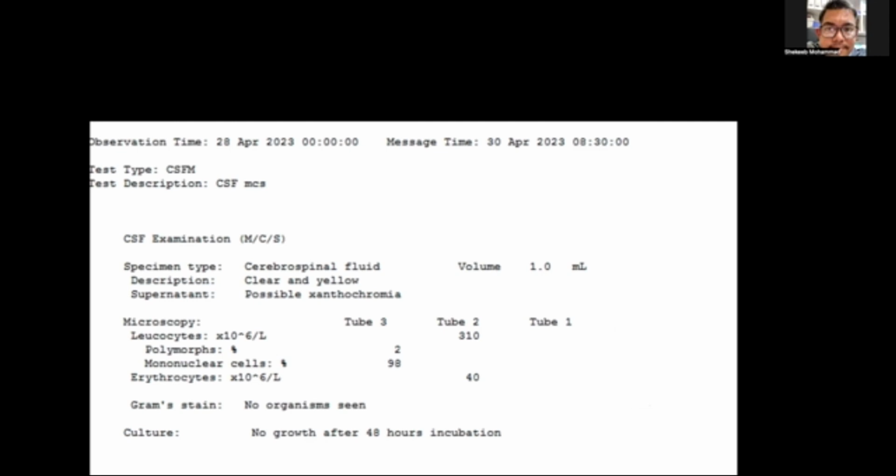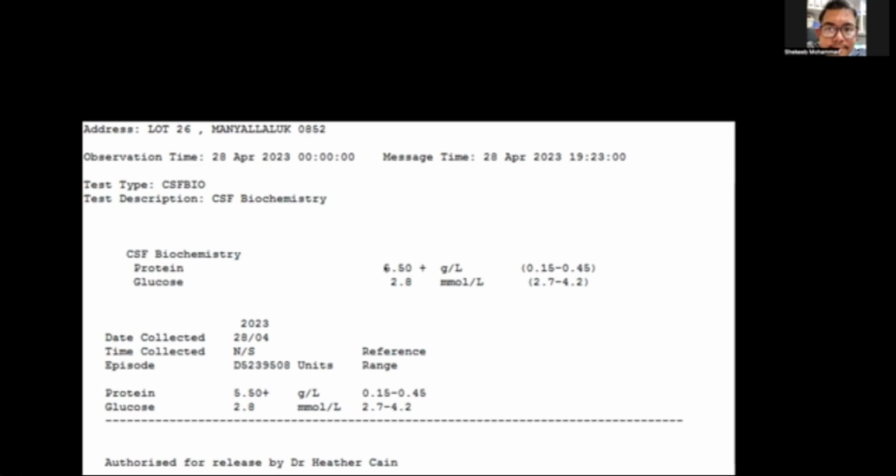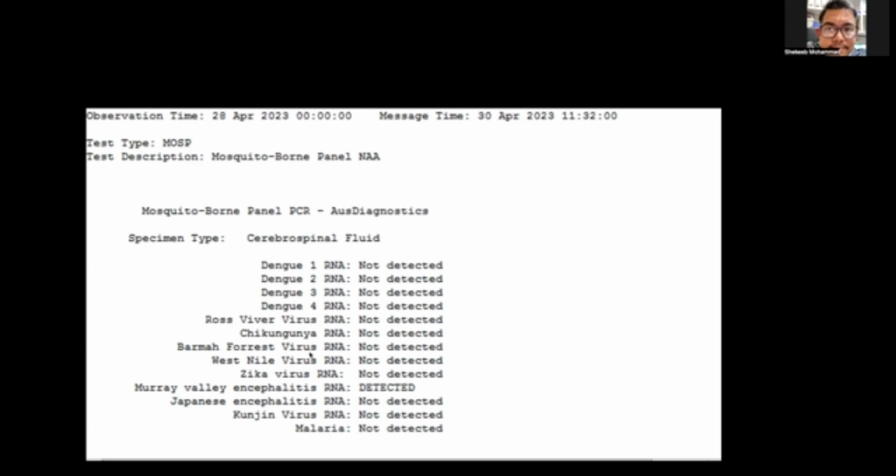Indeed, suspecting meningitis and meningoencephalitis, he had a lumbar puncture which showed a mononuclear cell predominance, along with a high protein and normal glucose, suggesting a likely viral etiology, which was confirmed on PCR to be due to a region-specific virus called Murray Valley encephalitis.